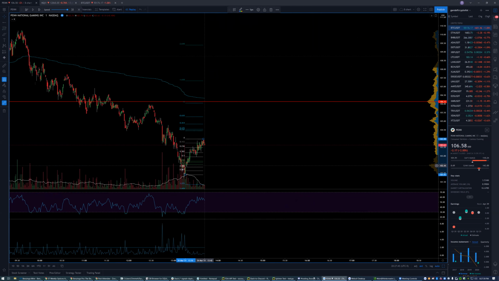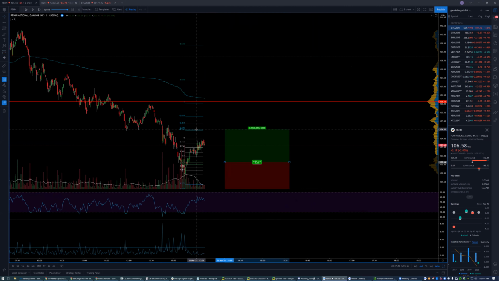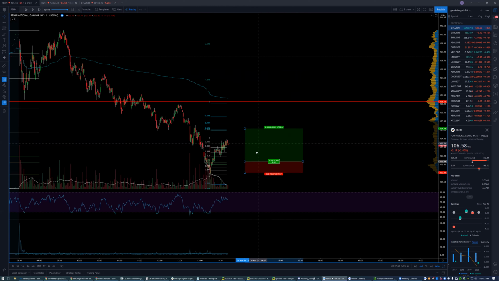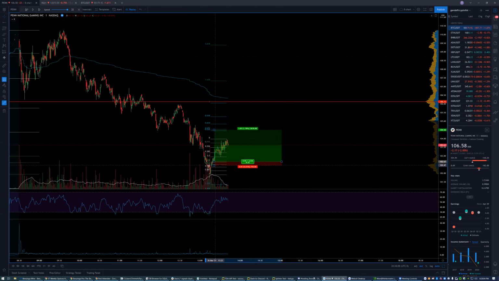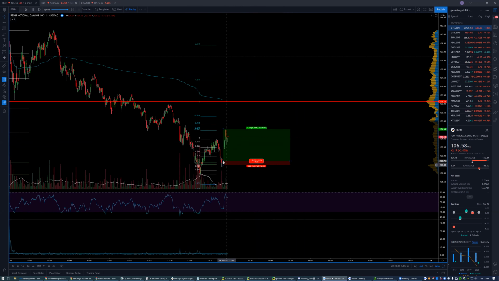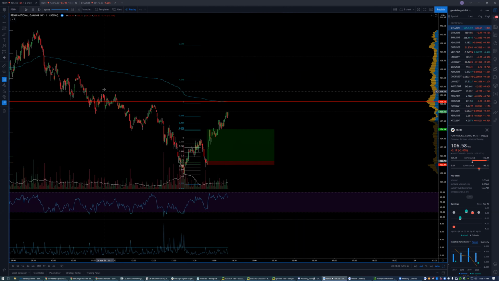We're looking for an entry at the golden pocket and a target at the 272. Our stop loss would be a 5 minute close under the golden pocket. So right here, it's a 13-to-1 setup. Let's see if we got in right there, and the stop was directly under there, it's an 8.3-to-1 setup. Let's see what happened. Never got stopped. Awesome trade.